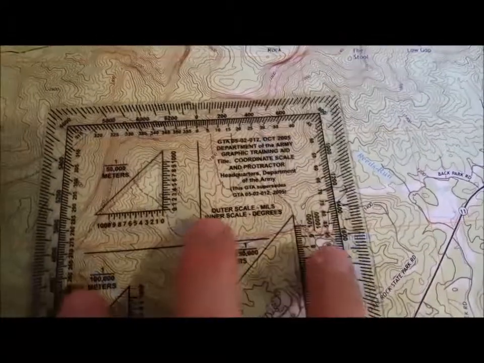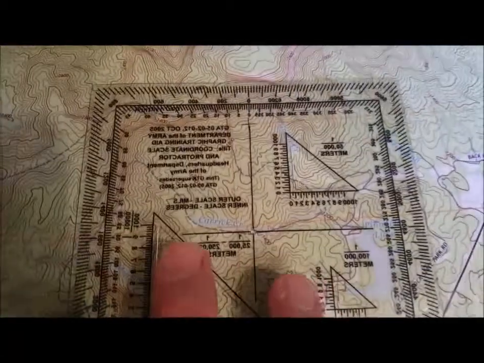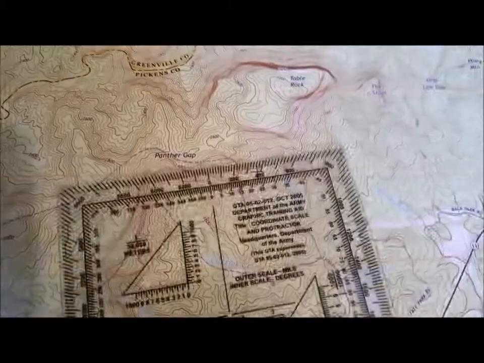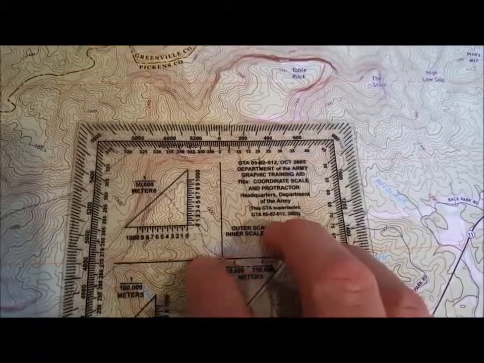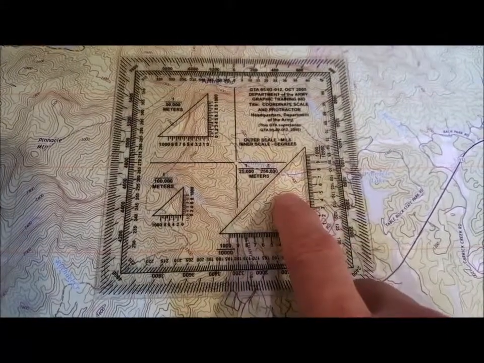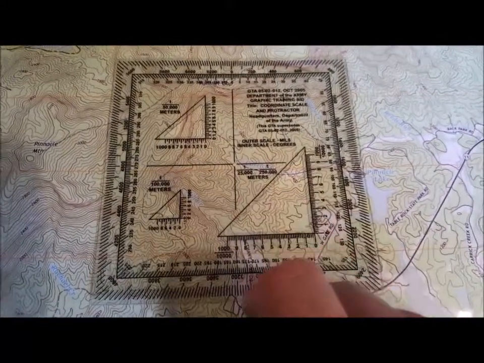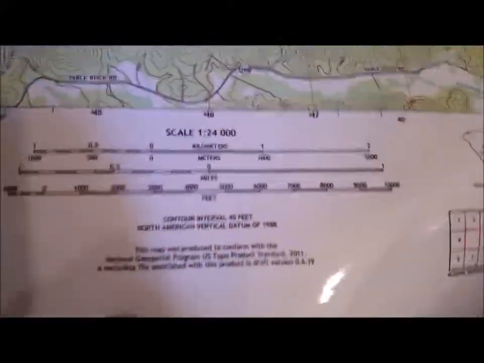And then you want to make sure you've got it oriented right. You need to be able to read these words here. If you're reading a foreign language, you've probably got it backwards. Just flip it around, okay? And we're going to use this scale here, the 1 to 25,000 scale, because that most appropriately lines up with our map, which is 1 to 24,000.